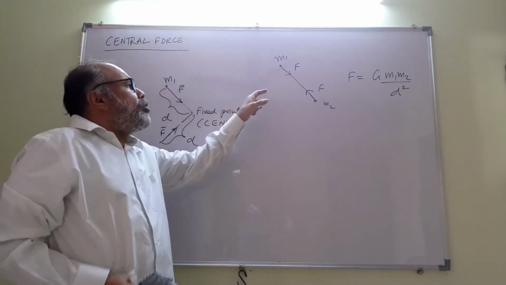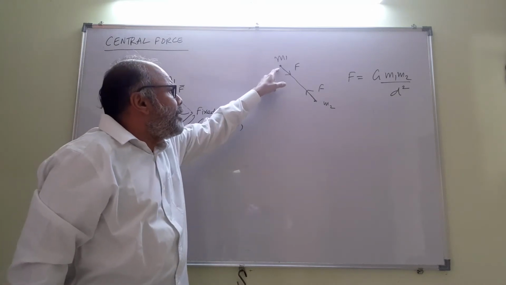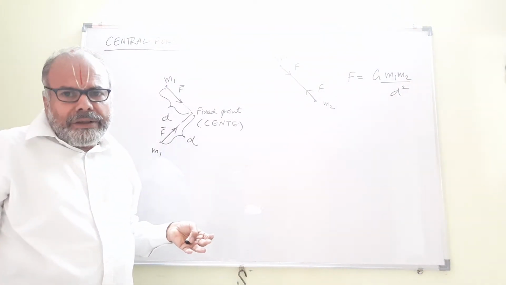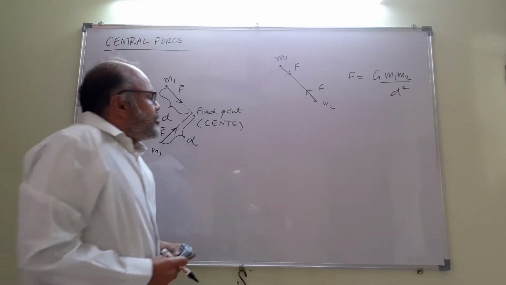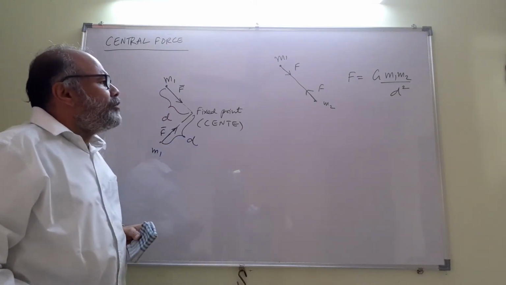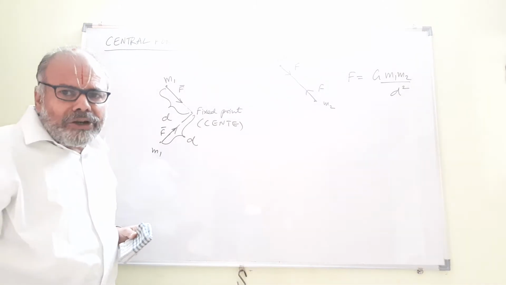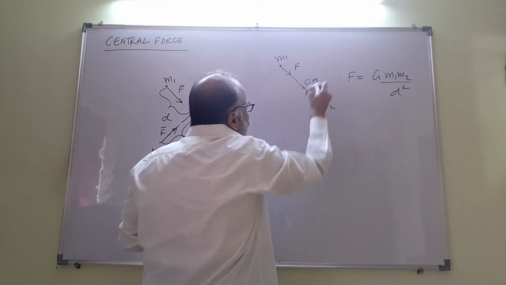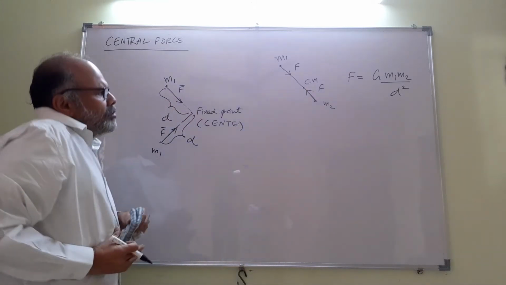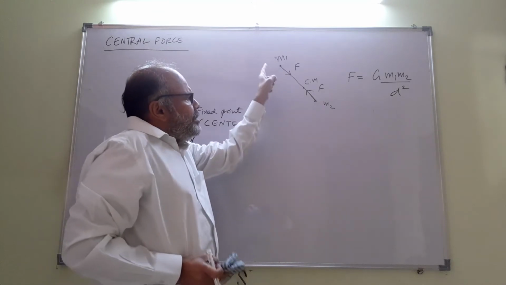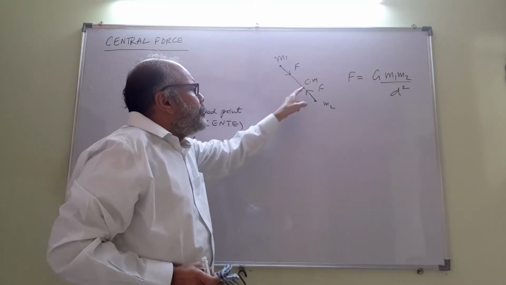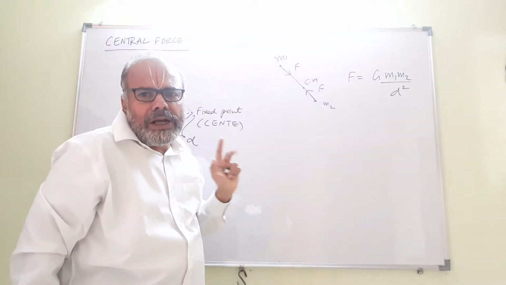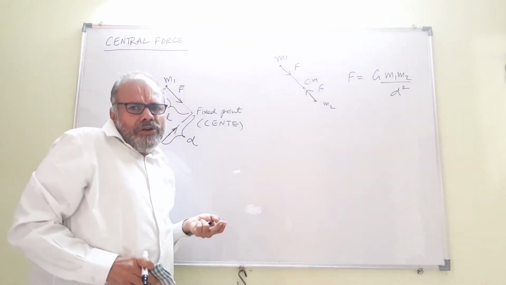Now the fixed point cannot be on the particle m1 or on the particle m2, because m1 and m2 themselves may be moving, so the points will not be fixed. The most obvious choice seems to be the center of mass. Supposing the center of mass is somewhere here. Now the net force on the system is 0, so the center of mass would either be at rest or move at a constant velocity. That is by Newton's first law.